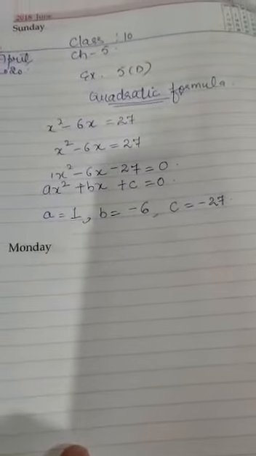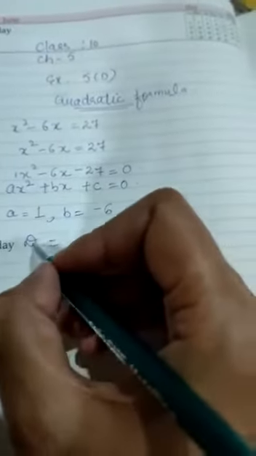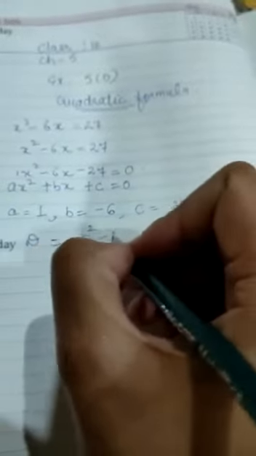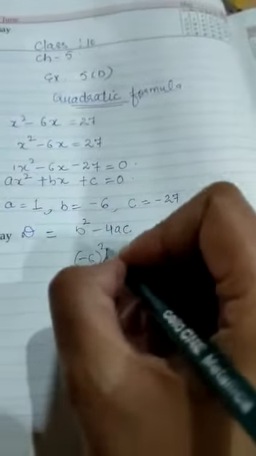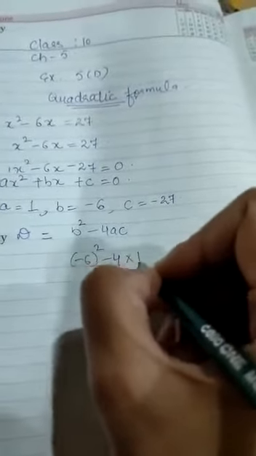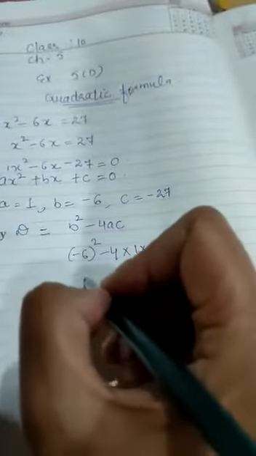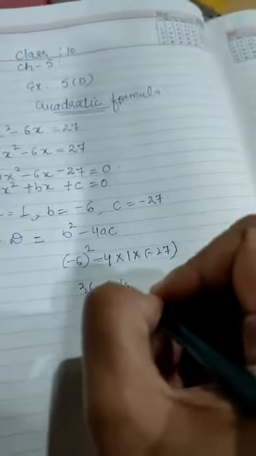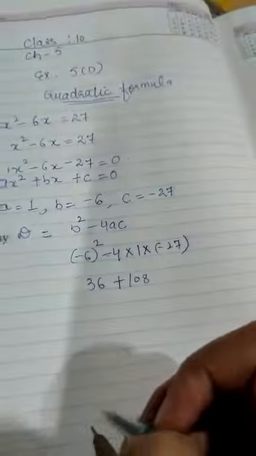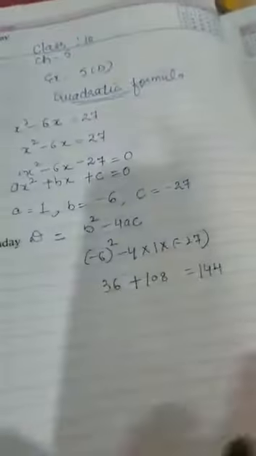Now we will find the discriminant, and we all know that in the last class we have done about the discriminant. Discriminant is equals to b square minus 4ac. b is minus 6, so minus 6 square minus 4 into a is 1 into c is minus 27. Minus 6 square, that is 36, plus 4 into 27, that is 108. So 108 plus 36 will become 144.